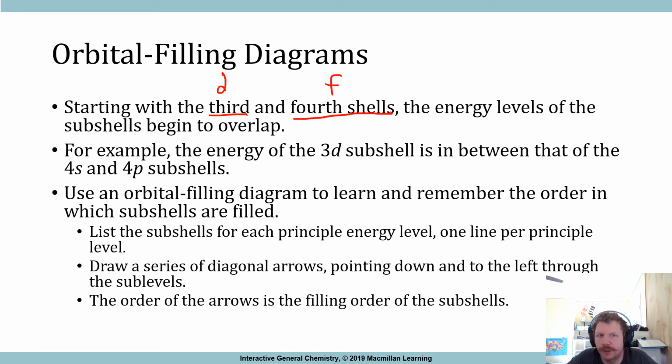energy levels of those subshells begin to overlap. For example, the energy of the 3d subshell is in between that of the 4s and 4p subshells. Using an orbital filling diagram to learn and remember the order in which subshells are filled, you can save yourself a little bit of stress. What this instructs you to do is list the subshells for each principal energy level, 1 line per principal level. Draw a series of diagonal arrows pointing down and left through the subshells, and the order of the arrows is the filling order of those subshells.